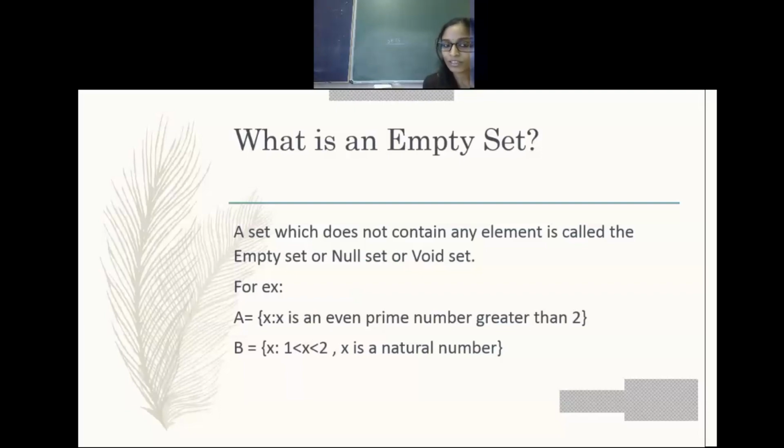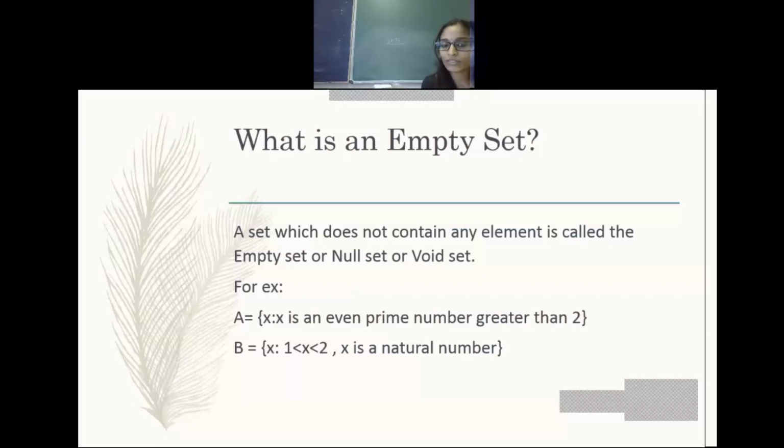For example, I have an example which says A is equal to X such that X is an even prime number greater than 2. Can we find any number or any element satisfying this particular property? No, we cannot find an even prime number greater than 2. And hence A is a null set.